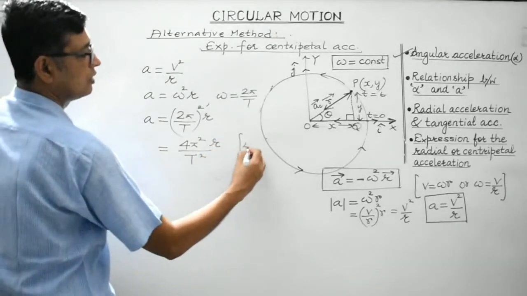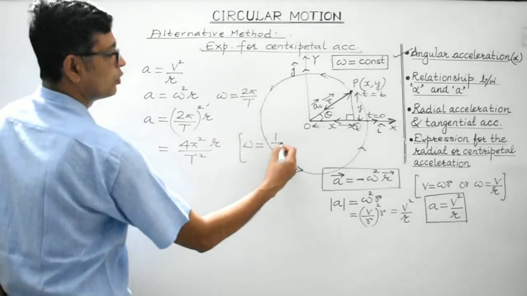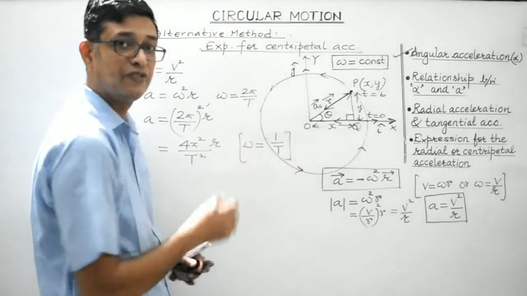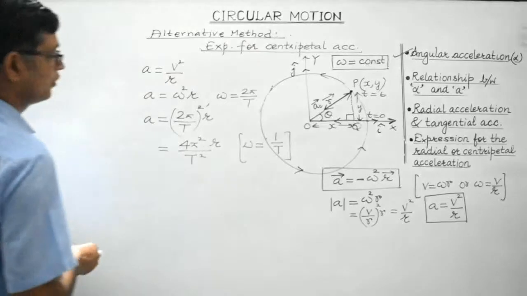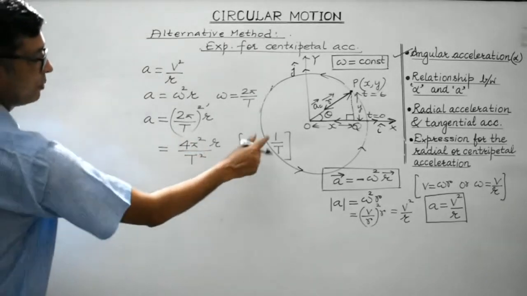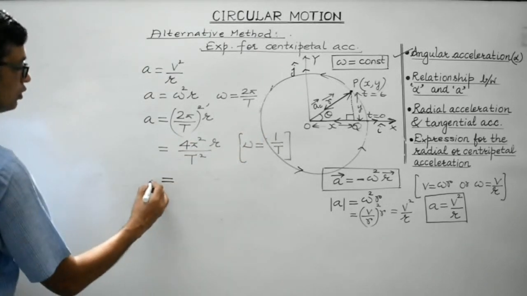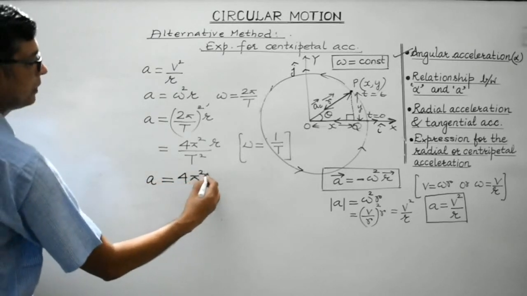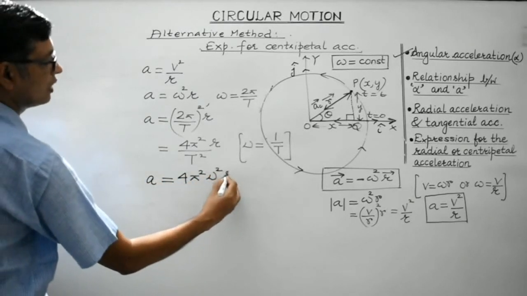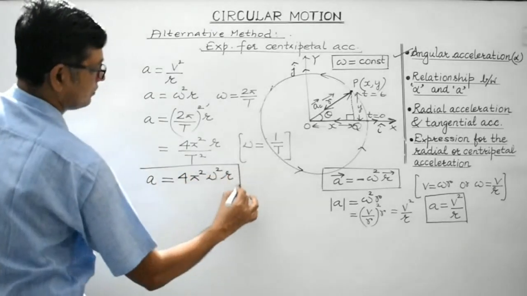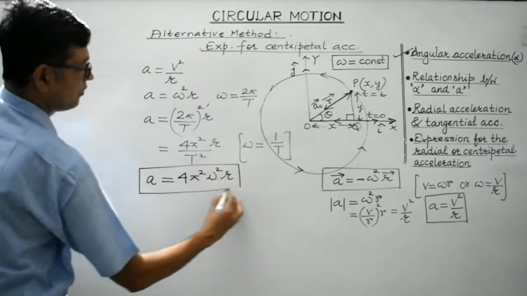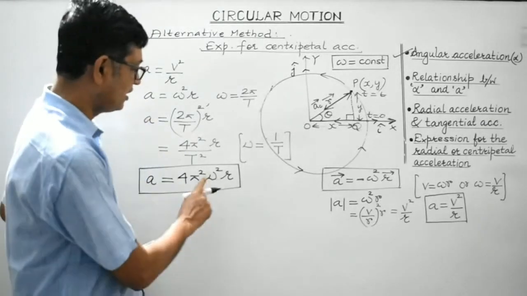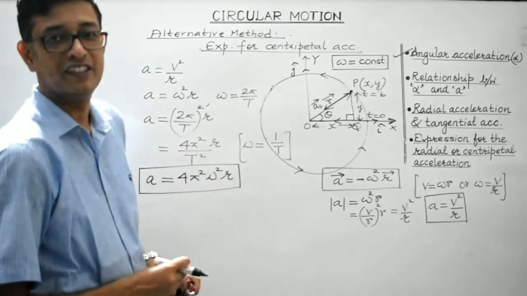Now we are aware, students, linear frequency is the reciprocal of time period, isn't it? We all are aware of it. This is linear frequency, right? So what we get is 1 by T square would be nu square. So centripetal acceleration is 4 pi square nu square r. This is the expression for centripetal acceleration in terms of the linear frequency, right?